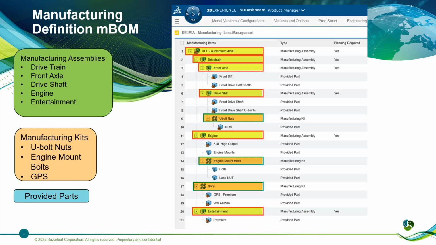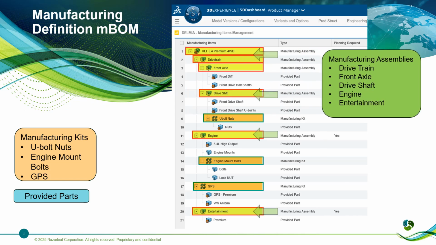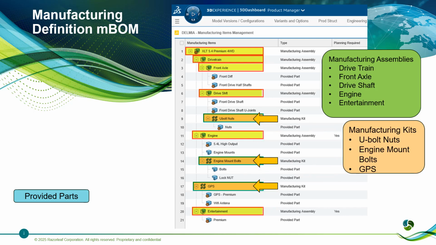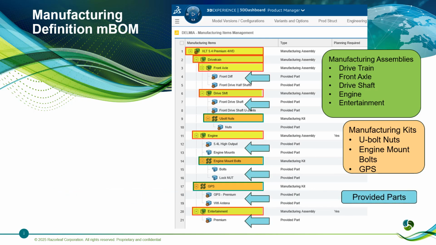Here we see the manufacturing BOM, the 𝘼𝘆𝑚. At the root is a manufacturing assembly. That will be the root for this build. The manufacturing subassemblies are also created as manufacturing assemblies to consume the engineering definition components such as the drivetrain, the front axle, drive shaft, engine and entertainment system. Manufacturing kits are also added for components such as U-bolt nuts, engine mount bolts, and the GPS components. Manufacturing will also add the provided parts that are from the engineering definition.